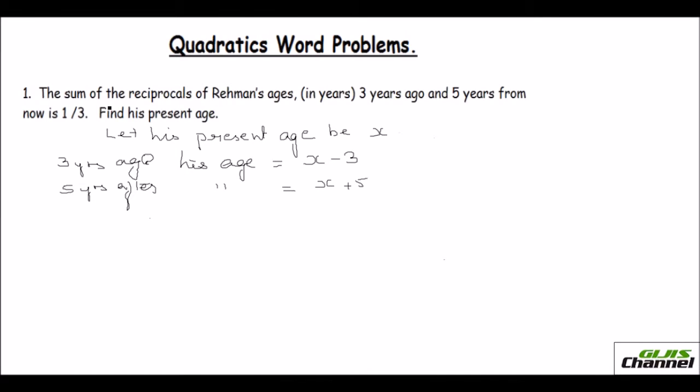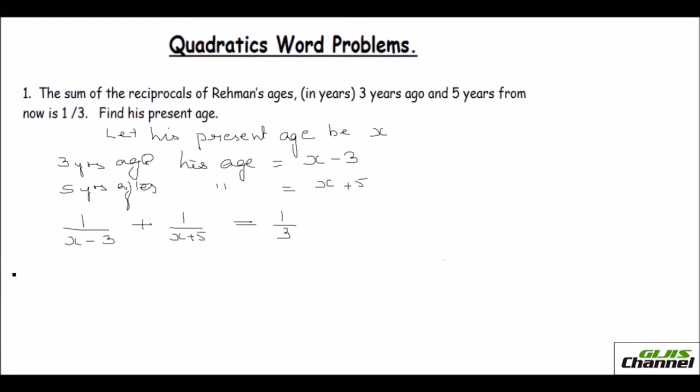Now in the problem they want the sum of the reciprocals of Rahman's ages in these two periods. So the reciprocals would be 1 over x minus 3 and 1 over x plus 5. They say the sum of these, so you have to add them. In that case, your answer would be 1/3. So let's use a bit of algebra and solve this.